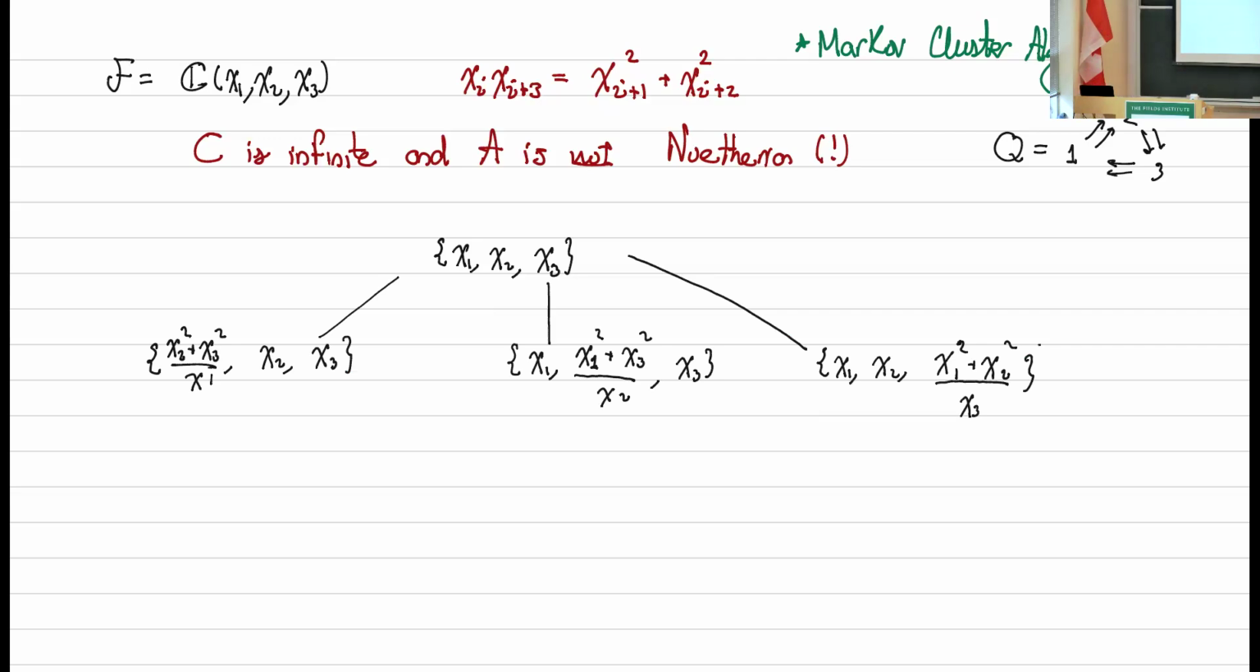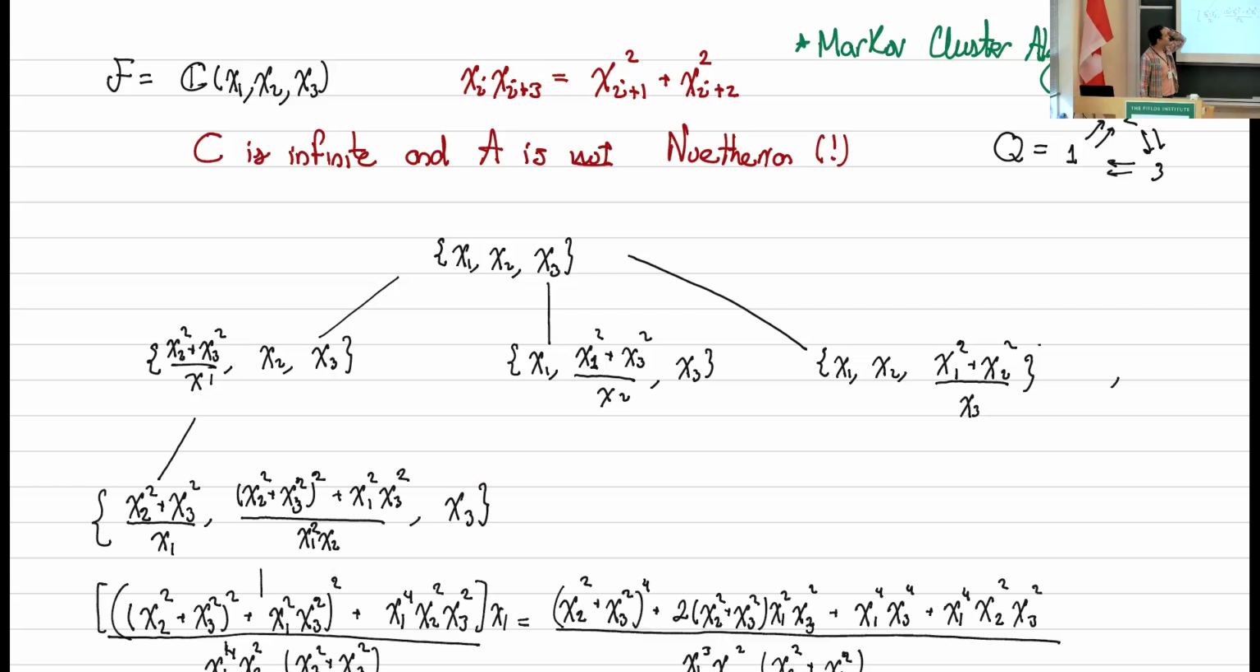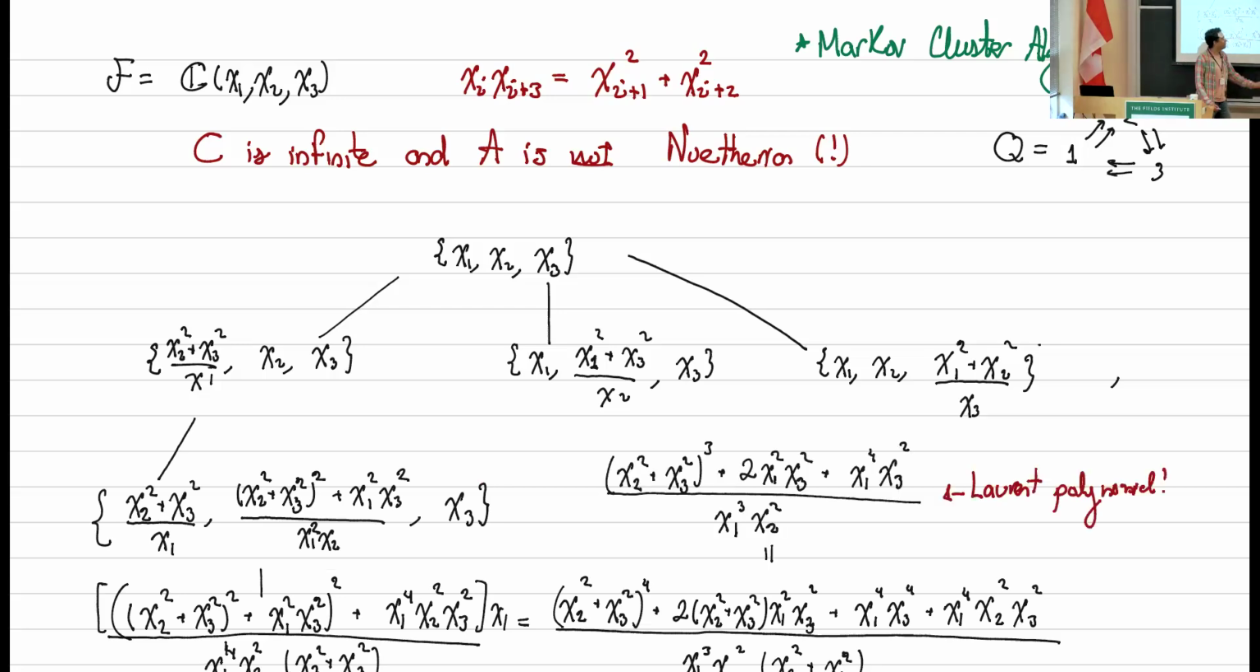So you mutate once, you have these new cluster variables. I'm not going to mutate in every direction. You mutate here at x2, you get this. Now if I mutate this at x1, I get this horrible thing. But then by magic, here on the top, I can factor x2 squared plus x3 squared, and I get this very nice Laurent polynomial. A priori, there is no reason why this should be a Laurent polynomial.